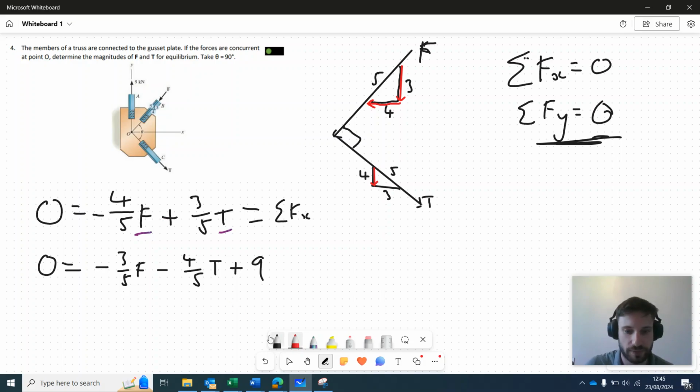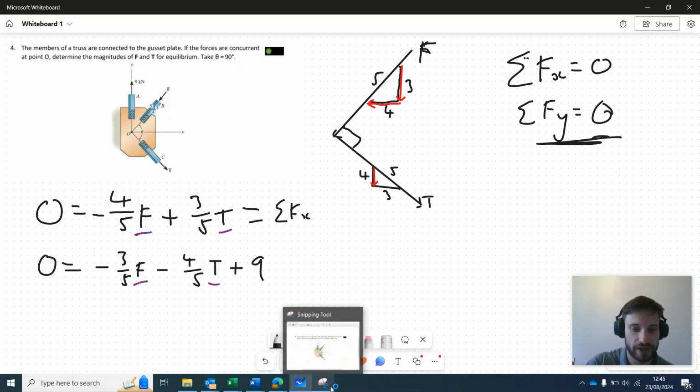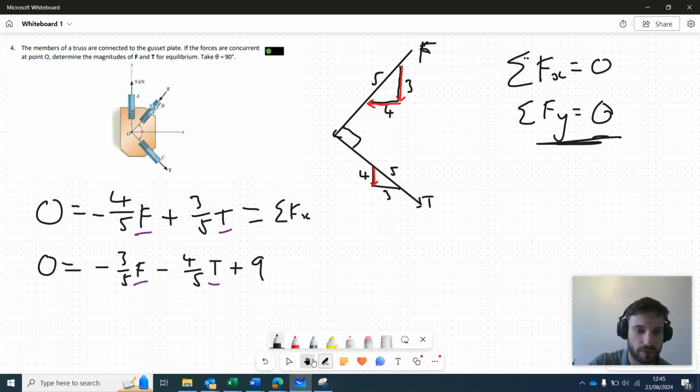So, is this problem solvable now? Well, yes, we have two unknowns, F and T, but we also have two independent equations. And if we have as many independent equations as we do unknowns, then the problem is typically solvable. So, let's make some more room here.